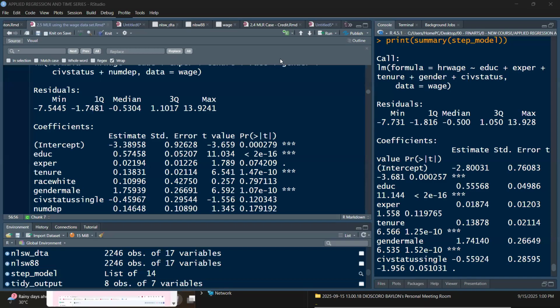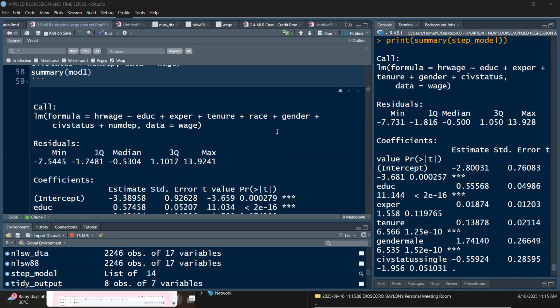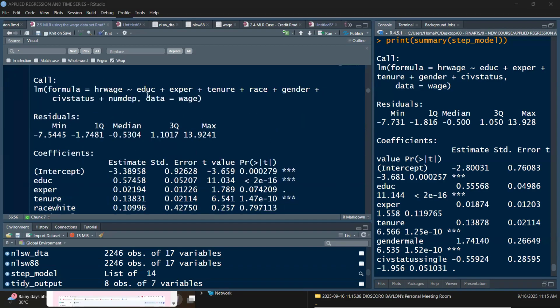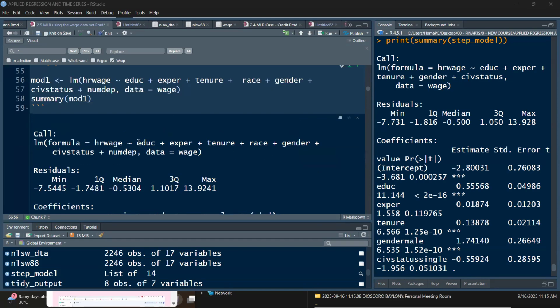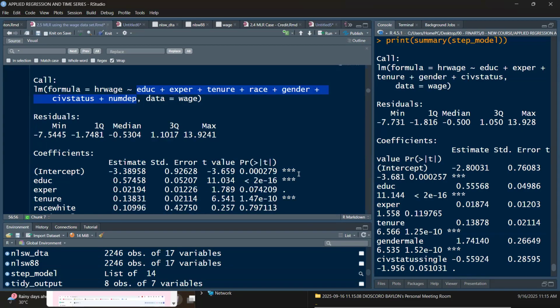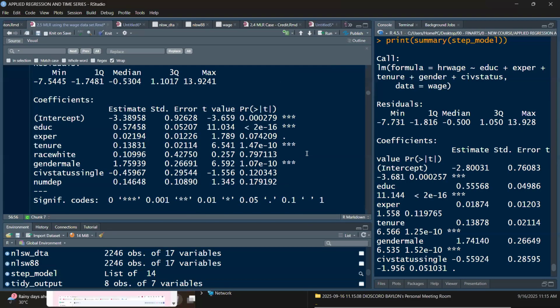Okay, good morning, everyone. Today we're going to continue our discussion on multiple linear regression. We were using the wage data set, and we already did the full model. When I say full model, we included all the predictors as our independent variables: education, experience, tenure, etc. And the first result was that education and tenure and gender were all highly significant at 0.001. Experience was significant only at 10%. The rest were not significant.